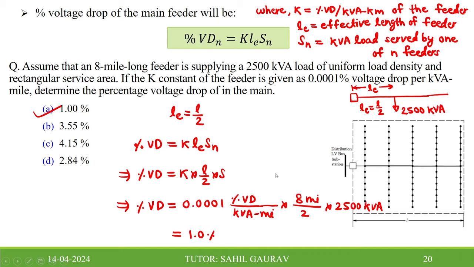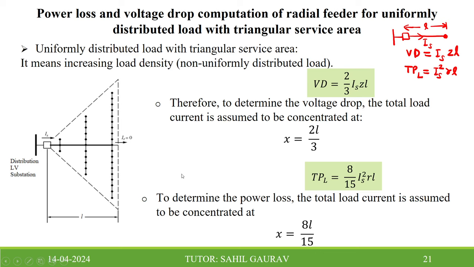So this is for the rectangular service area. Effective. How can you find the voltage drop for the effective length for a rectangular service area? Now we will see the uniformly distributed load for the triangular service area. In some cases, it also says increasing load density, that is, non-uniformly distributed load. So for this case, the voltage drop is 2/3 of ISZL.